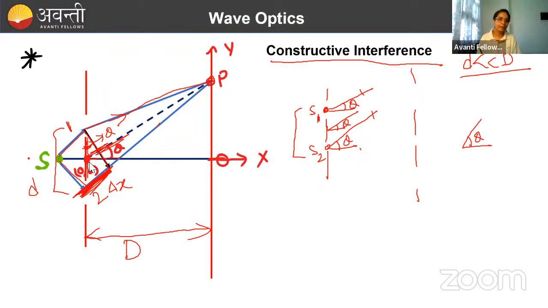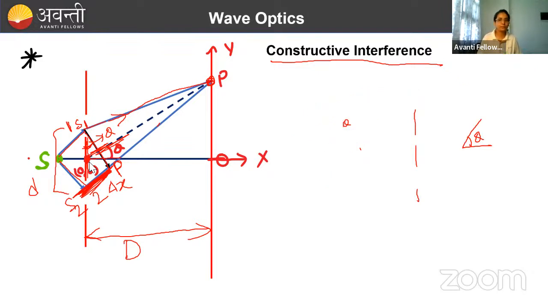And from there, if we consider this triangle S1, S2, P, then from here we can see that delta x by D is equal to sine theta. So from there we are getting delta x, that is your path difference, and that is equal to D sine theta. That is a very important thing that we are getting out of here. So delta x I will be writing as D sine theta.